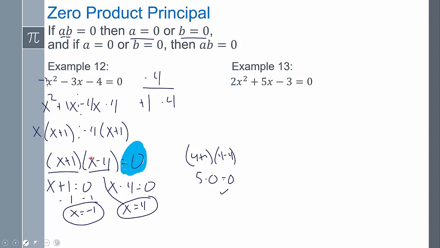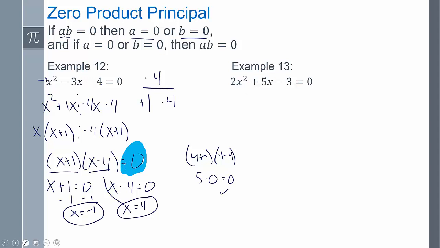I could have a bunch of factors. I could have an extra x plus 3 here, and then I would have 3 different values that I set equal to 0. It doesn't matter. When you're multiplying it equals 0, you can assume that each factor is 0.